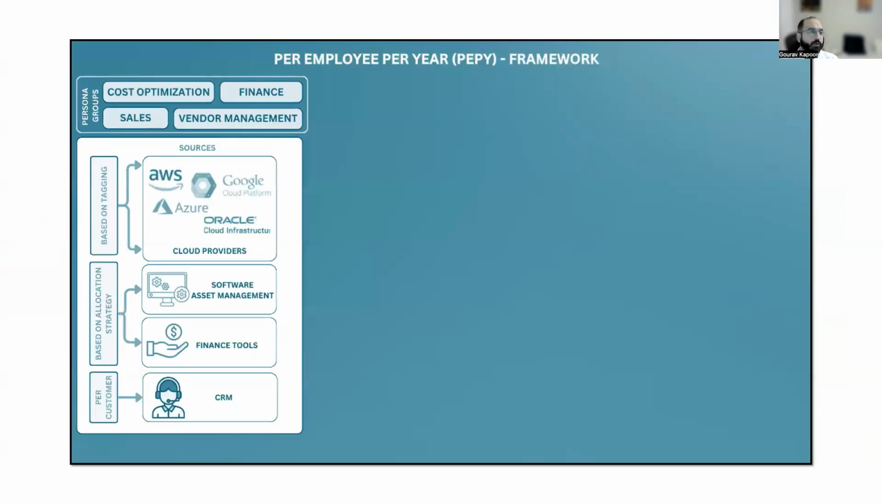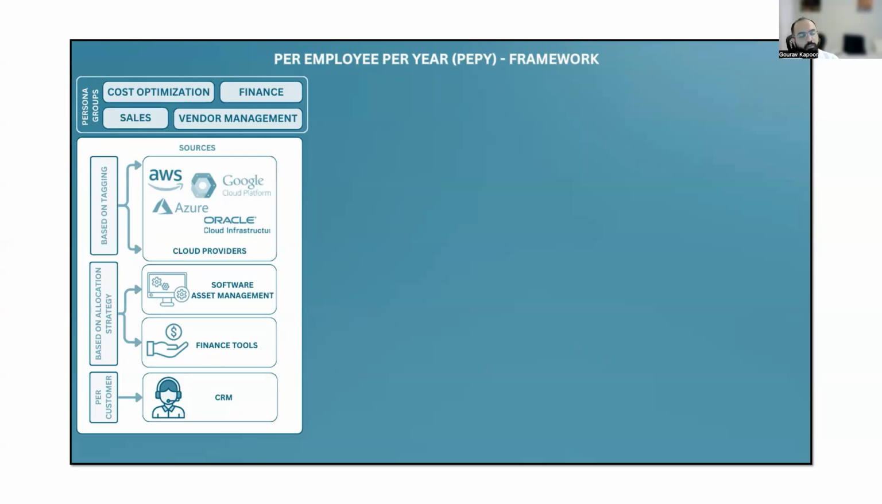All right, so this framework, which is the per employee per year framework, right? If you can see the personas group on the top, and then we have these sources where we talked about different foundational blocks or the building blocks, right? We talked about our cloud resources, which is essentially based on the tagging, right? And then we have software asset management, and then we have finance tools, and then we have CRM, right?